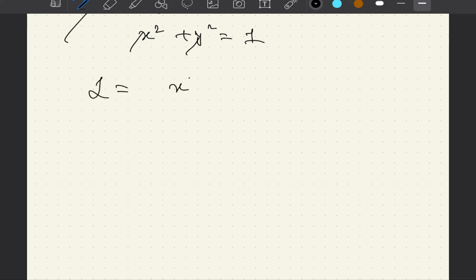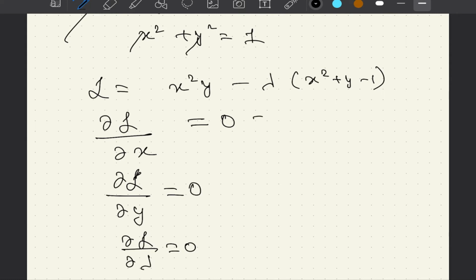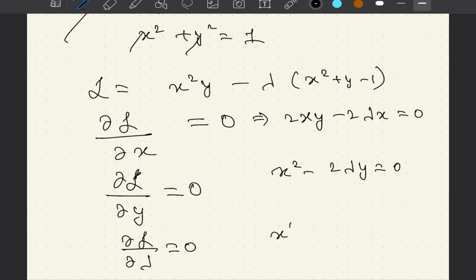Here we say that Lagrangian can be written as x square y minus lambda times x square plus y square minus 1, and rather than taking derivatives separately, we would say that the partial derivative of Lagrangian with respect to x should be equal to 0, the partial derivative of Lagrangian with respect to y equal to 0, and the partial derivative of Lagrangian with respect to lambda equal to 0. From the first condition, we get our equation as 2xy minus 2 lambda x equal to 0, x square minus 2 lambda y equal to 0, and the third equation is x square plus y square minus 1 equal to 0.